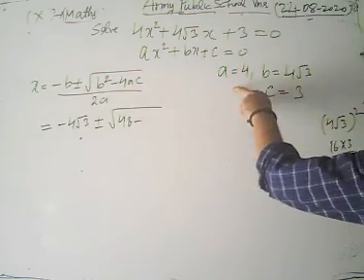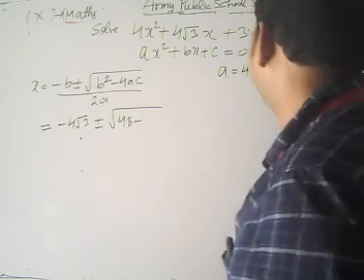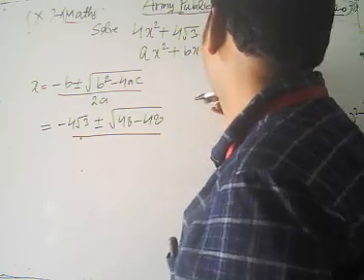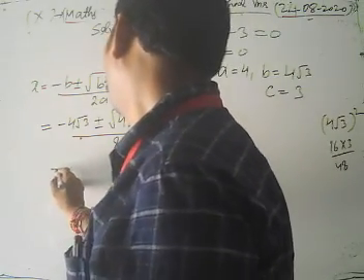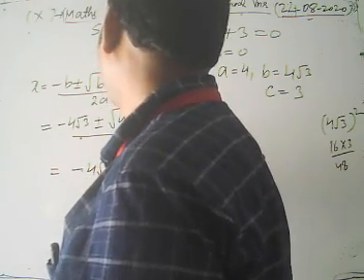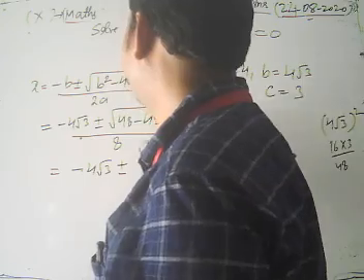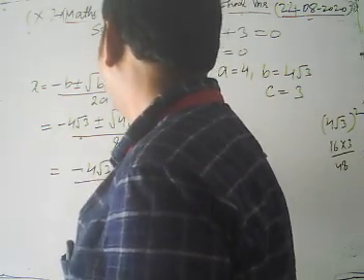4 into a, 4 fours are 16, into c, 3. 16 into 3 is 48. So it is 48, divided by 2a. a is what? 4. 2 fours are 8. Now look what we get. Minus 4 root 3 plus minus, what do we get here? We get 0. Then we write minus 4 root 3 plus minus 0 upon 8.